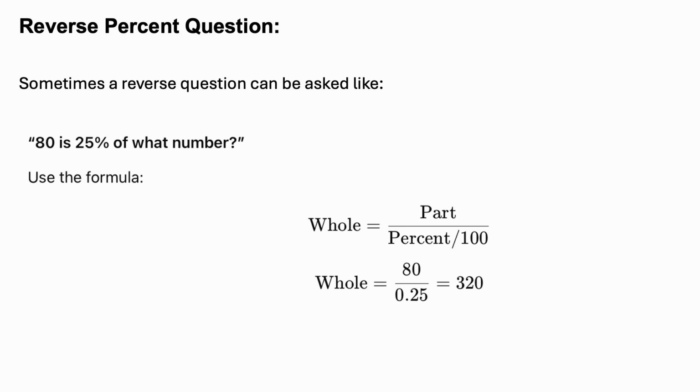Sometimes instead of finding a percent of a number, you are asked a reverse question like 80 is 25% of what number. In this case, you already know the part which is 80, and you are solving for the whole number. Your goal is to find the whole number. So in this particular case, you know the part is 80, so you will divide 80 by 25 divided by 100, which is 0.25, and your answer will be 320. So 80 is 25% of 320.